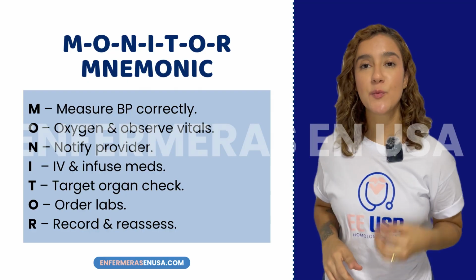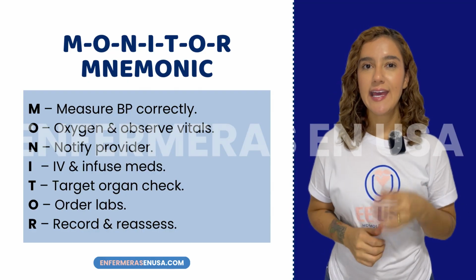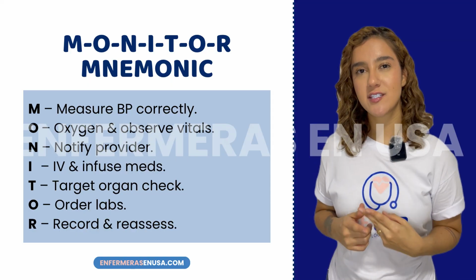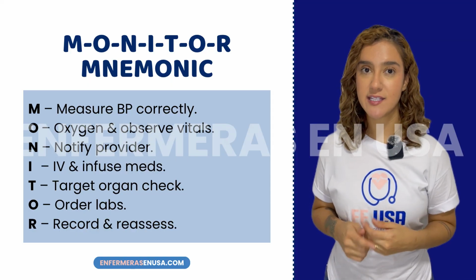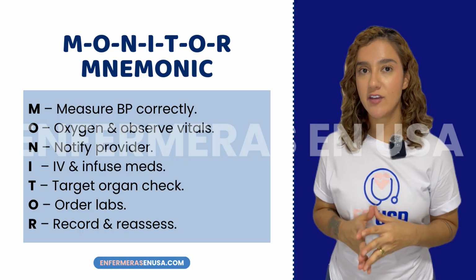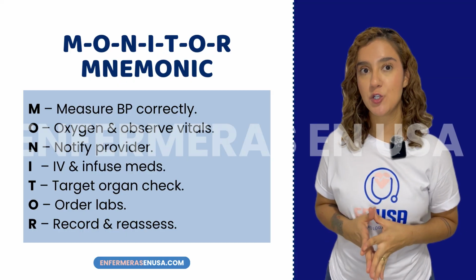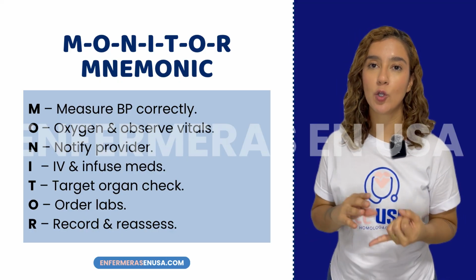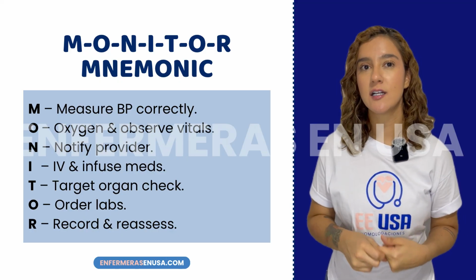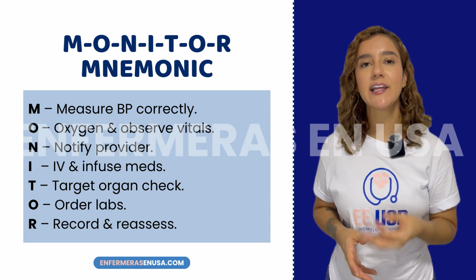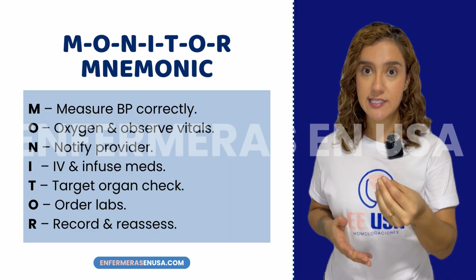Here's a quick checklist mnemonic: MONITOR. M, for measure blood pressure correctly. O, for oxygen and observe vital signs. N, for notify the provider immediately. I, for IV access and initiate ordered infusion. T, for target organ assessment, for example neuro, cardiac, renal, and retina. O, for order labs and monitor results. And finally, R, for record and reassess frequently.